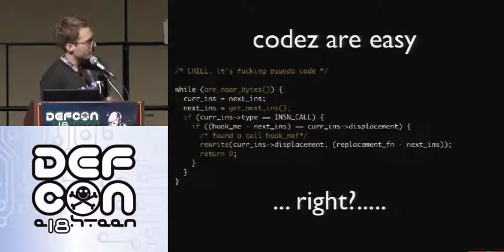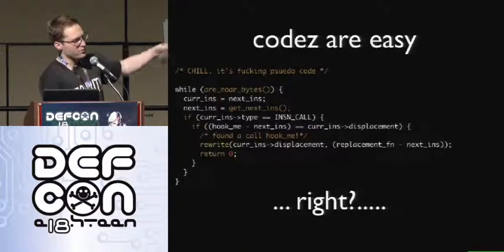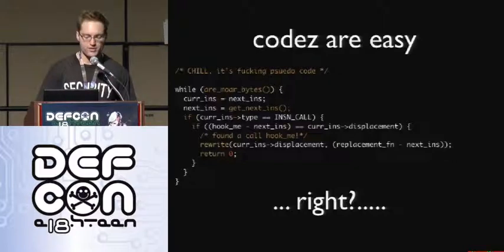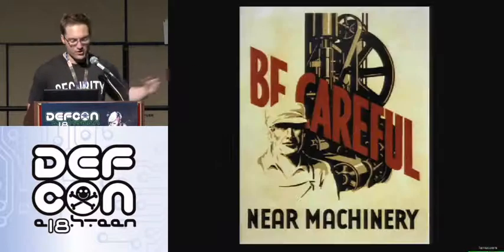Writing the code for this is easy, right? This is just pseudocode, so relax. But you just iterate through looking at each byte. Once you find a call instruction, you just do some math, and you can check if the 32-bit displacement matches the function that you're trying to hook, and if it does, you just overwrite that to call your handler function instead, right? I mean, how hard could it possibly be?